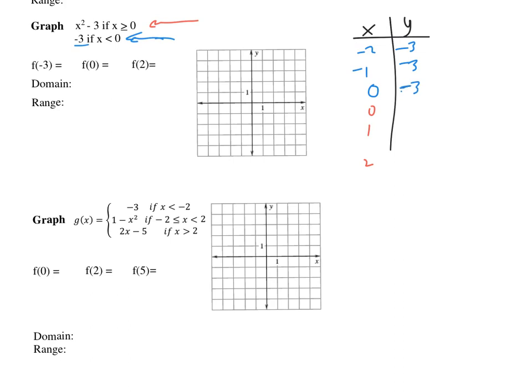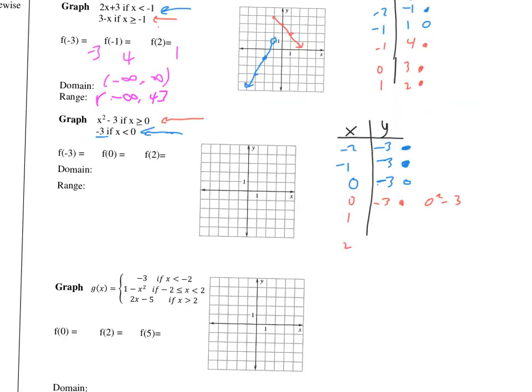Now, once again, here we have that open dot at the border. And so I'm going to show that there. Okay, and then up here we have x squared minus 3, so 0 squared minus 3 would be -3. Now that's a closed dot. And then we have 1 squared minus 3, which is -2, and then 2 squared minus 3 would be 1. Okay, so let's go ahead and graph this.